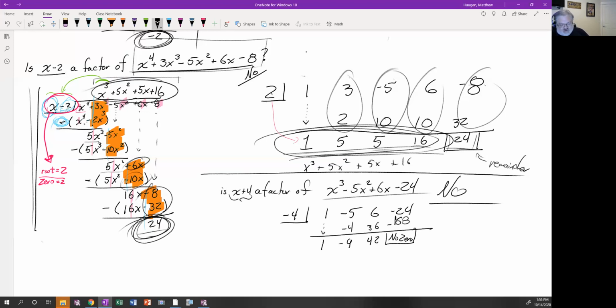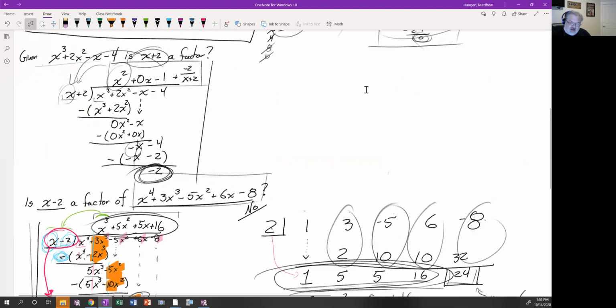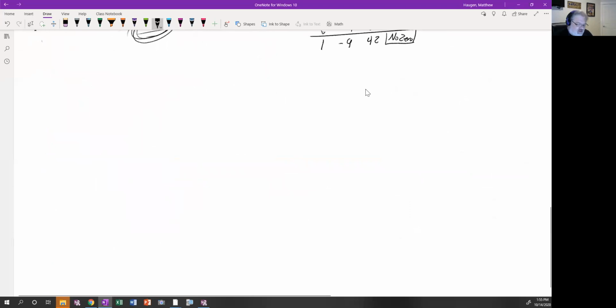I promise eventually we'll deal with ones that are factors. Just, it's hard to make up a large polynomial that happens to be a factor. We could do it up here though. I had that one up there. So is x plus 1, sorry, a factor of x to the third plus 3x squared plus 3x plus 1.